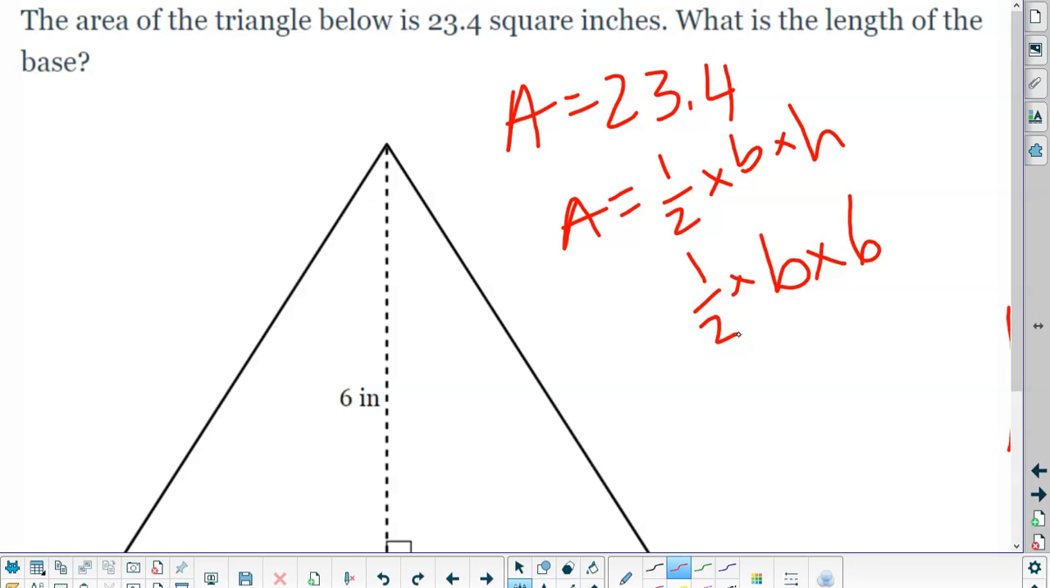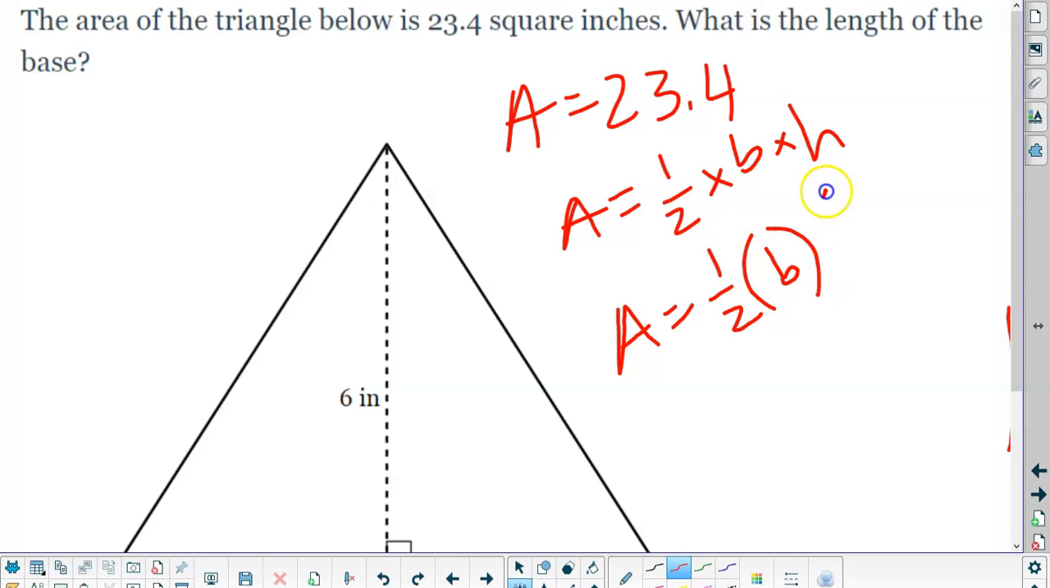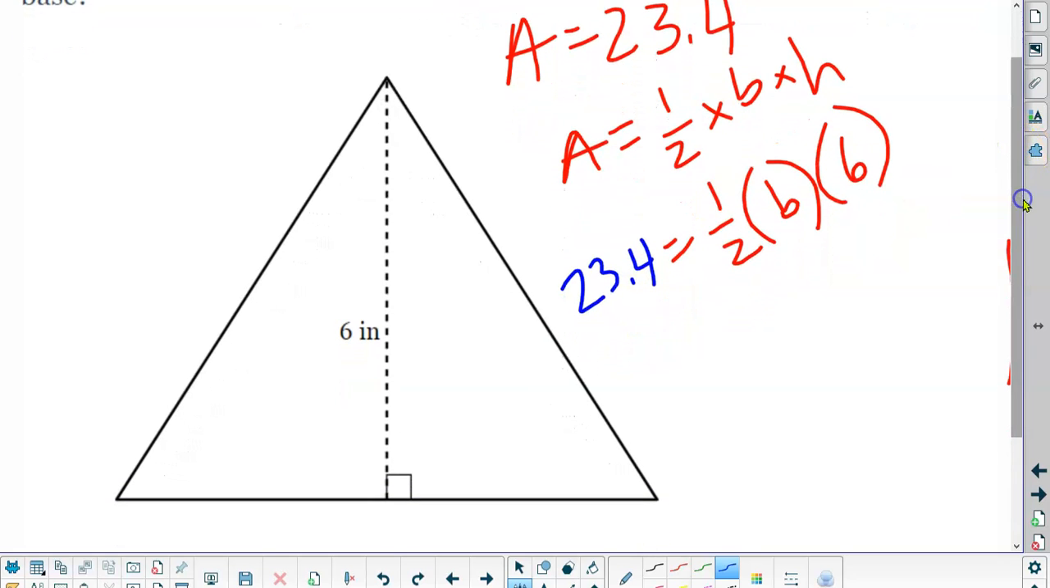Okay, this starts to get a little messy with all those x's around. So instead of using the x for the times, I'm going to use parentheses. So the area equals 1/2 times the base times the height. Now, they did tell me the answer, actually. They told me the area. So I'm going to go back. I'm going to erase this letter A, and I'm going to put in that answer, 23.4. So now I have a little equation here that needs to be solved.